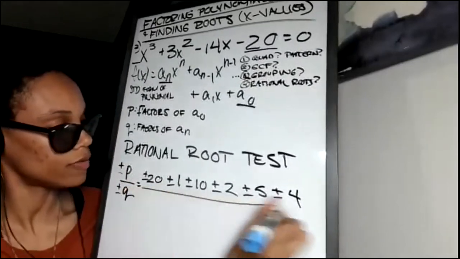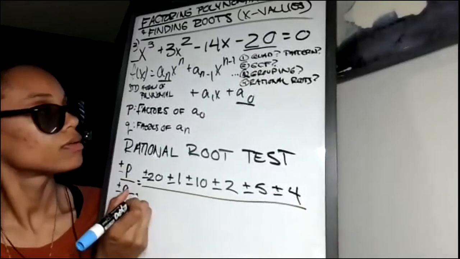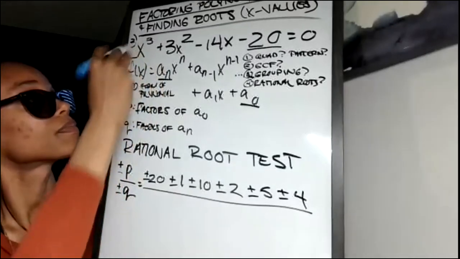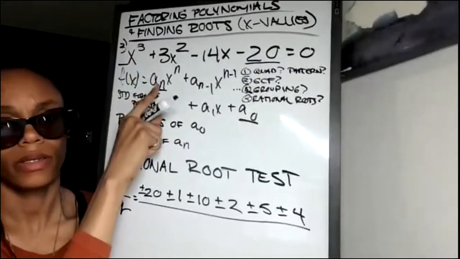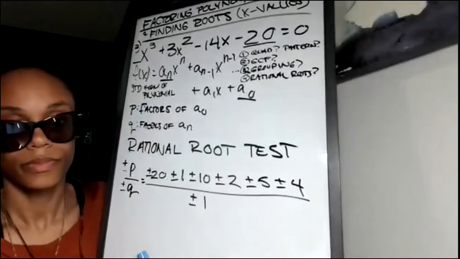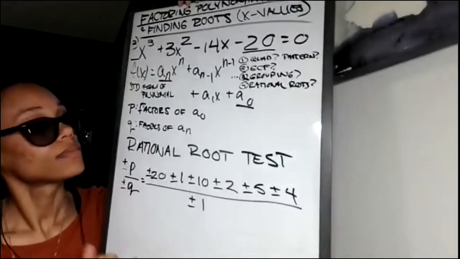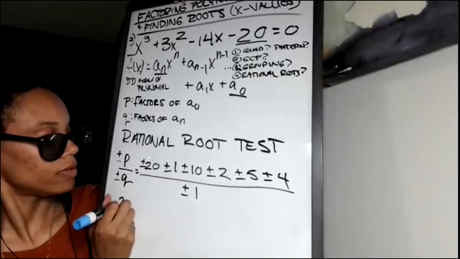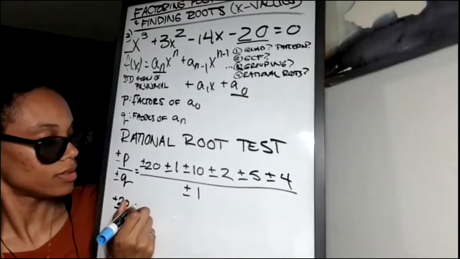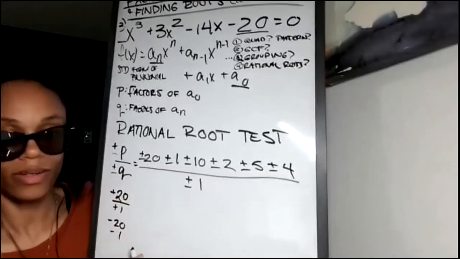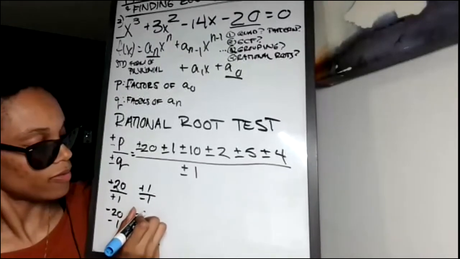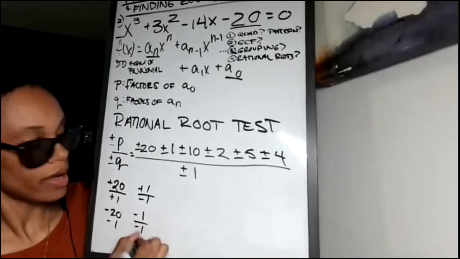And then all the factors of Q, which are the factors of A_n. So A_n is just 1. We didn't have a coefficient. Again, A_n refers to your leading coefficient. So we just have plus or minus 1. So we could have positive 20 over positive 1. And negative 20 over negative 1. We'd have positive 1 over negative 1. And negative 1 over negative 1.